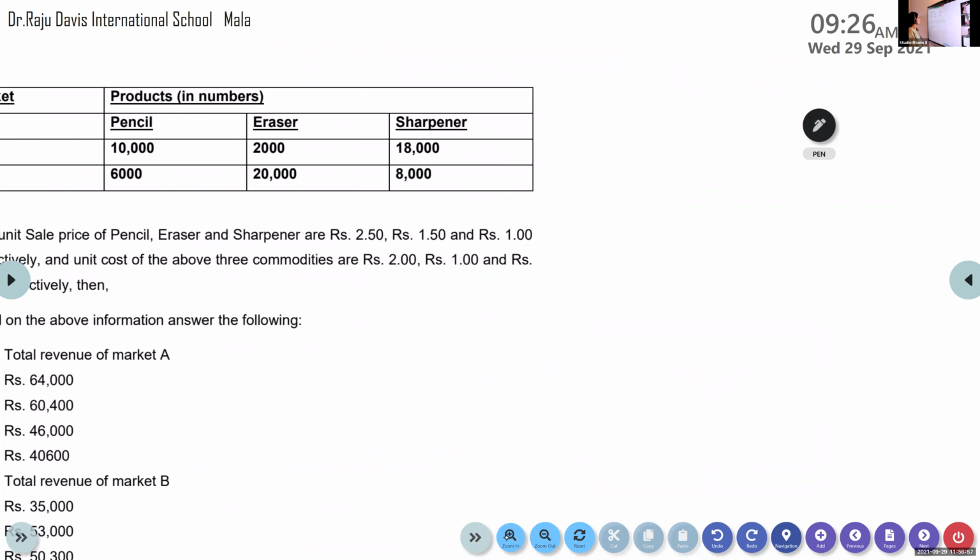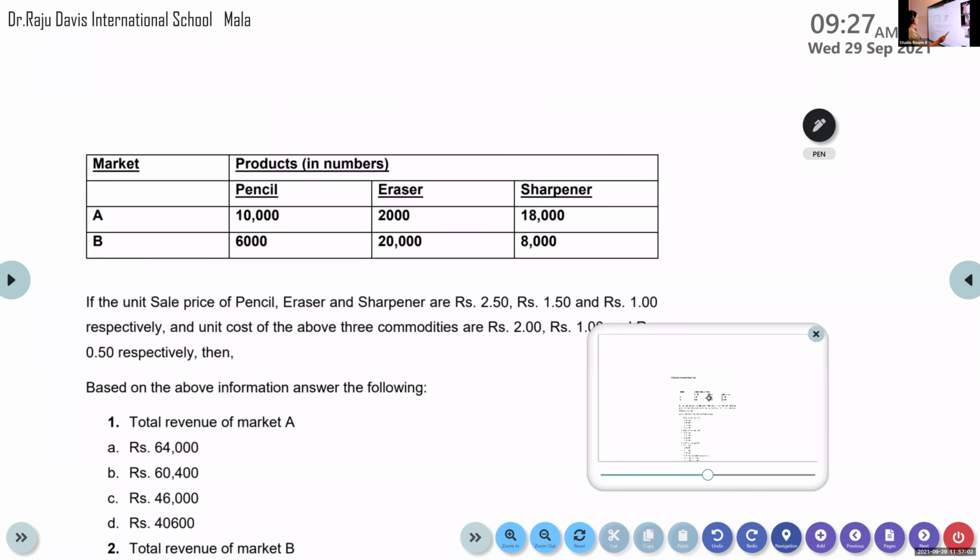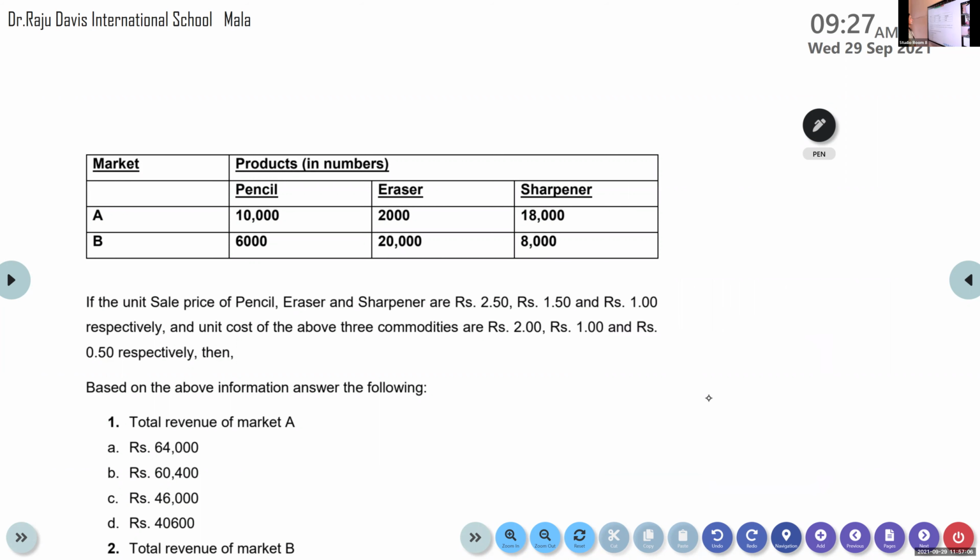Is it clear, children? Can you read this? Now look at the first part. Market A: pencils 10,000, eraser 2,000, sharpener 18,000. In market B, 6,000, 20,000, 8,000. If the unit sale price of pencil, eraser, and sharpener are rupees 2.50, rupees 1.50, and rupees 1 respectively.